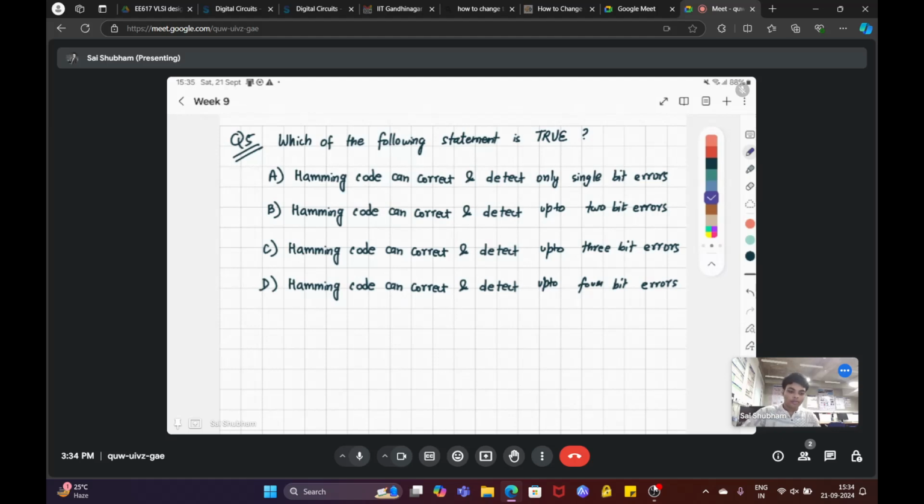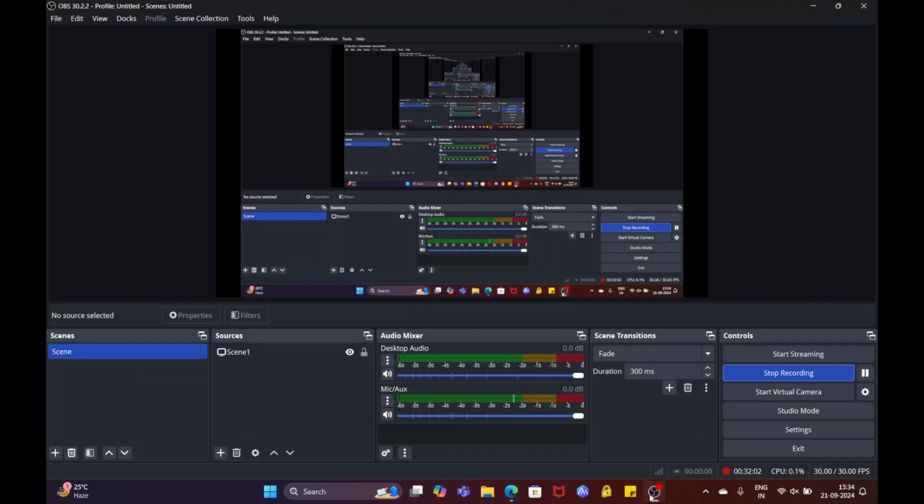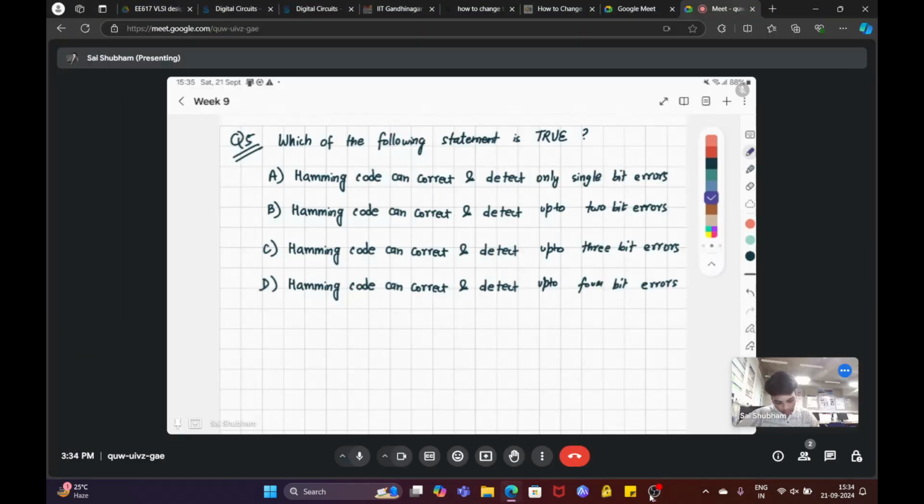Let's discuss the solution. Okay. So Hamming code can correct and detect only single bit errors. Okay. So that's the answer.